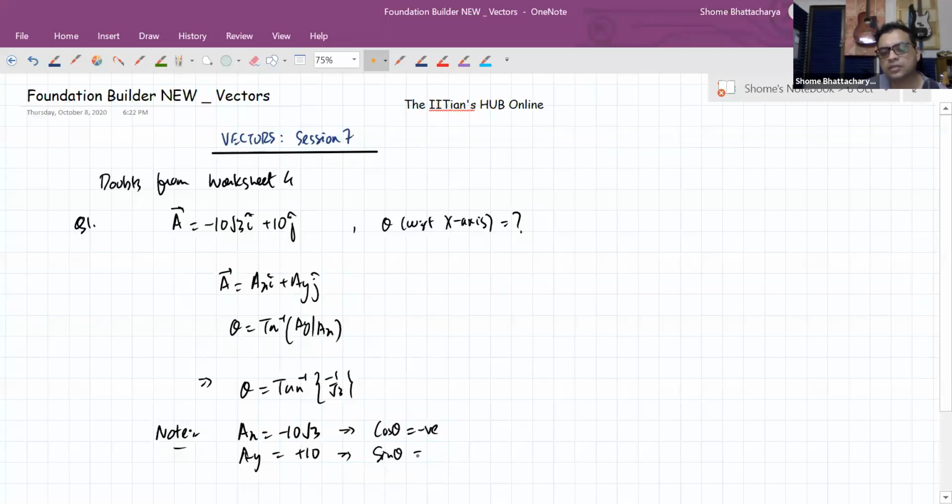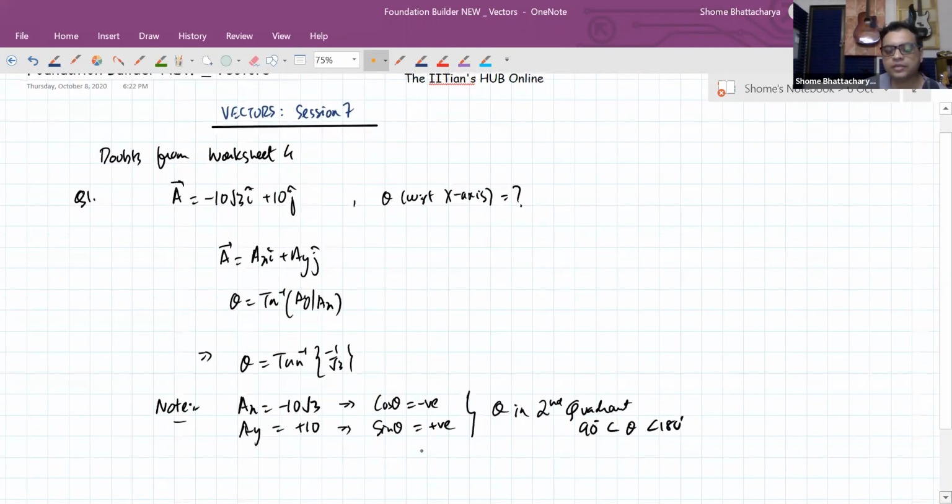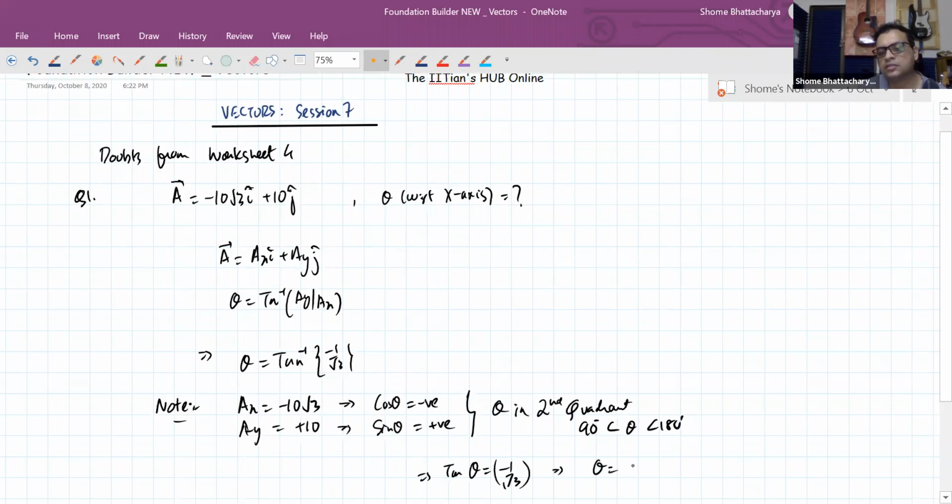So this is showing us that cos theta is negative, and sine theta is positive. So that means we are in which quadrant? Theta is in the second quadrant, so theta is between 90 and 180. With that information in mind, tan theta is equal to minus 1 by root 3 means that theta is 180 minus 30, or 150 degrees. So that is the formula for the second quadrant.